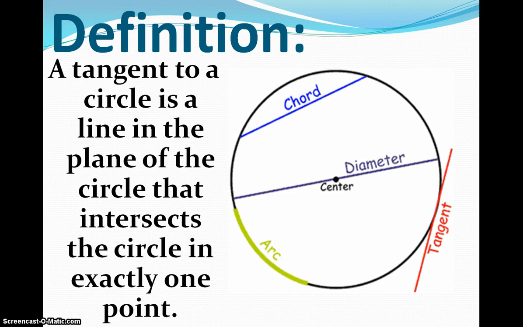You've seen most of these things on this picture before, but a tangent to a circle is the line in the plane of the circle, so it has to be on the same plane, obviously. So we're thinking two dimensions here, that intersects a circle in exactly one point. Even though it looks like it hits the circle in two places, that's just the error of the drawing itself. We're going to assume that as it gets closer and closer, it hits at one point, say right here, and then it continues off the circle. Okay.